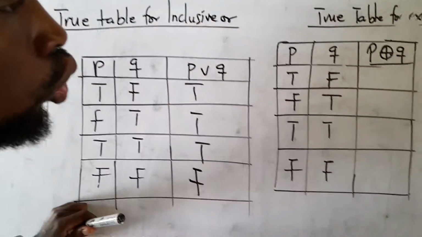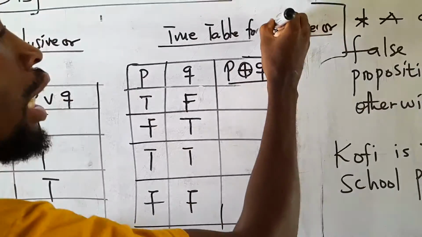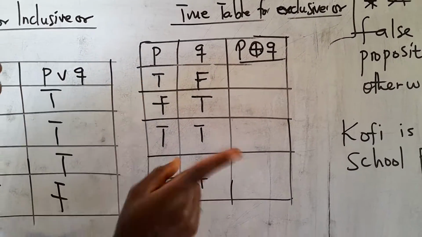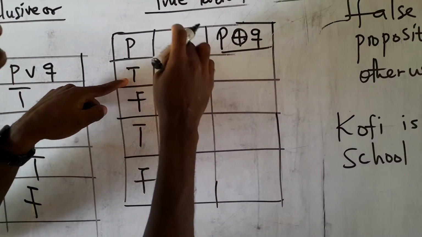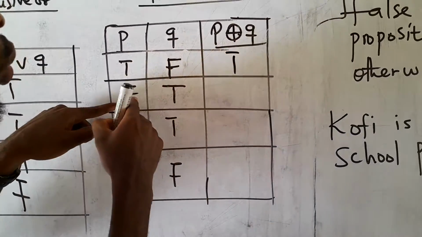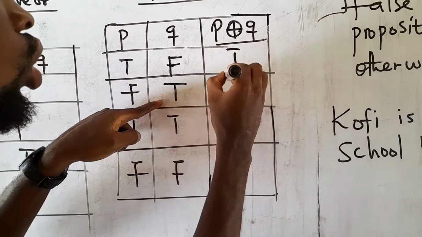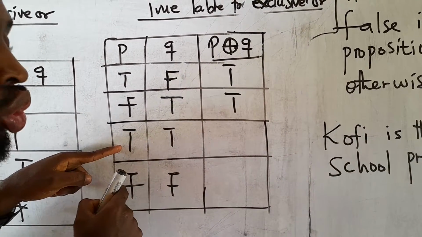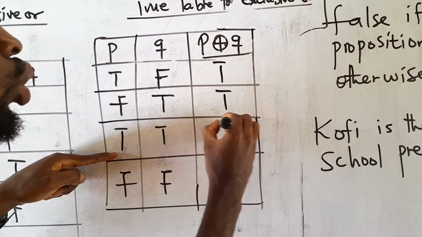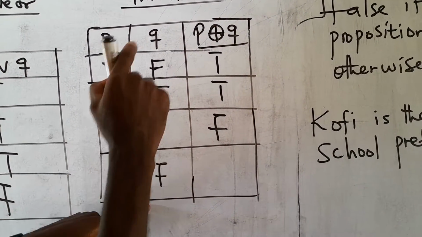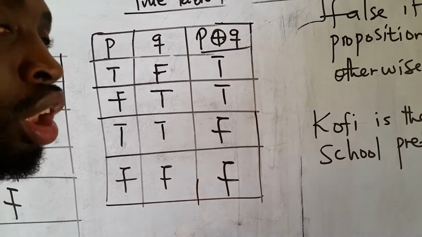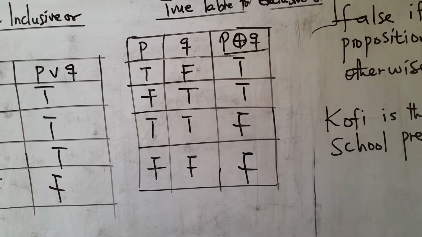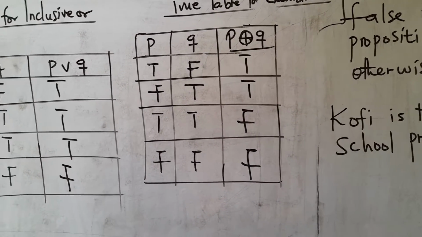Now let's look at the truth table for exclusive or. So we say exclusive or statement is true when only and only one statement is true. Otherwise, it is false. So when P is true and Q is false, it's true. When P is false and Q is true, it's true. But as far as they both have the same truth values, that's P is true, Q is true, it becomes false. And P is false, Q is false, it becomes false. I hope you understand the aspect of the inclusive or and exclusive or.